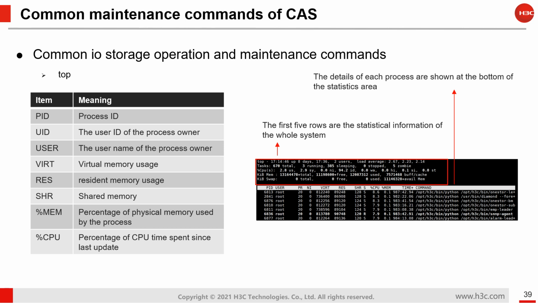RES means resident memory usage. SHR means shared memory. MEM means the percentage of physical memory used by the process. CPU means the percentage of CPU time spent since the last update.